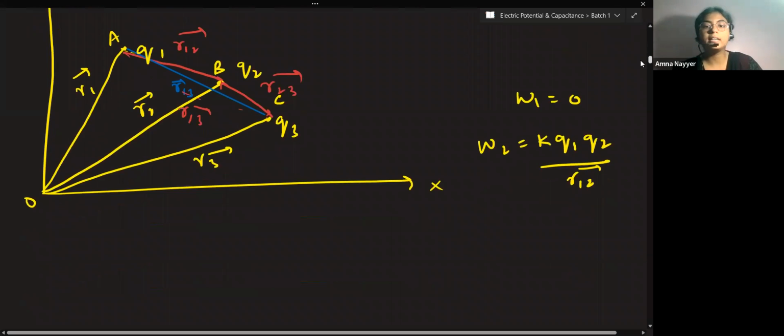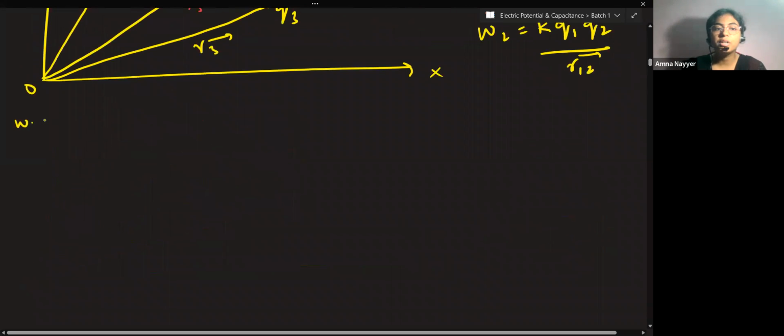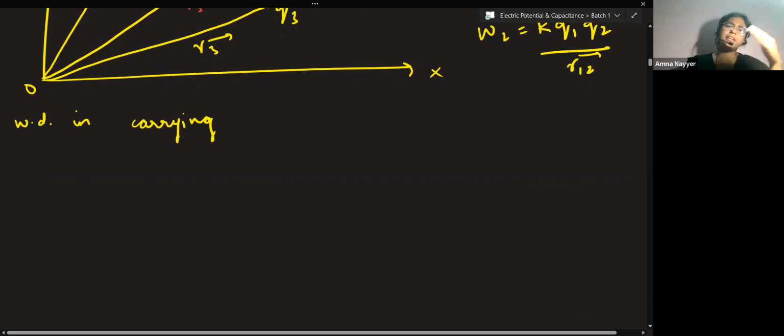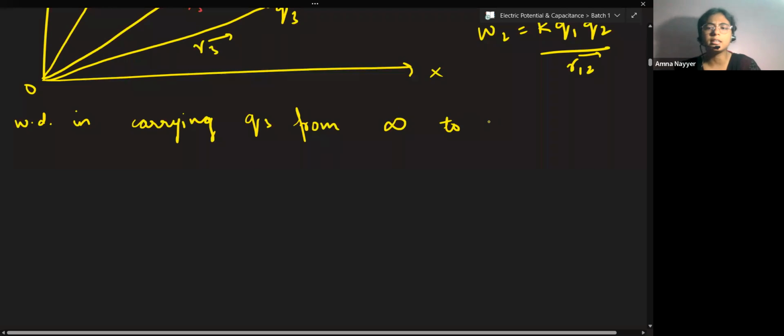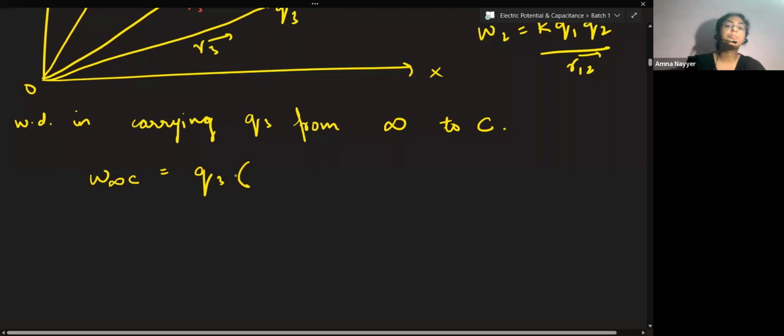Now, calculating the work done for Q3. See, all the steps are repeated. This is the same step that we are repeating, it's just that we have the charge Q3. So work done in carrying Q3 from where? From infinity, because from infinity we are assembling this Q3. So work done in carrying Q3 from infinity to point C is equal to the charge multiplied by the potential difference.